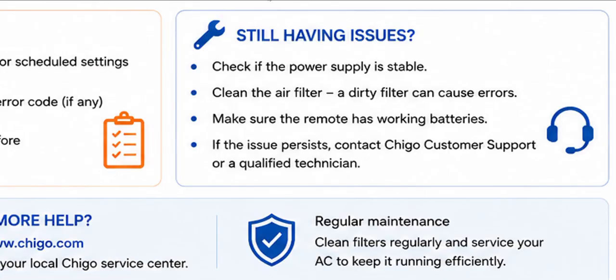If you still have an issue, check if the power supply is stable, clean the air filter, as a dirty filter can cause errors, and make sure the remote has working batteries. If the issue persists, contact Chigo customer service support or a qualified technician.